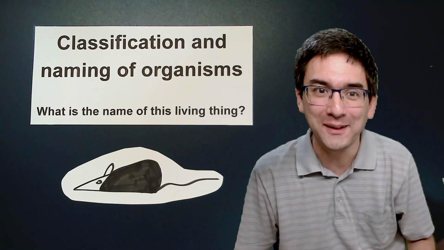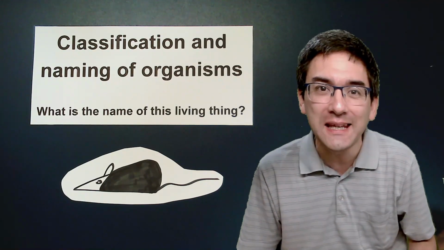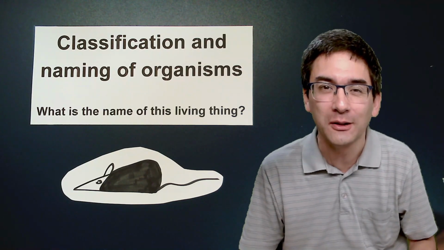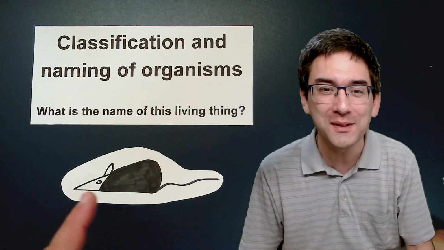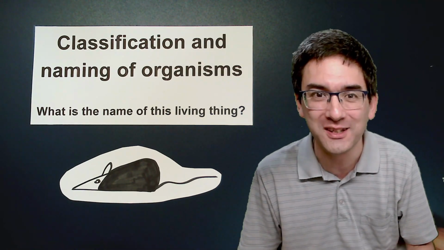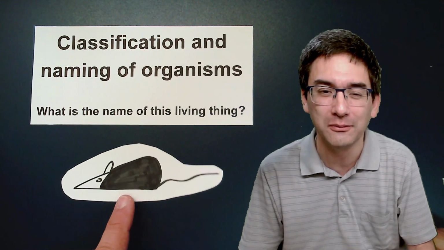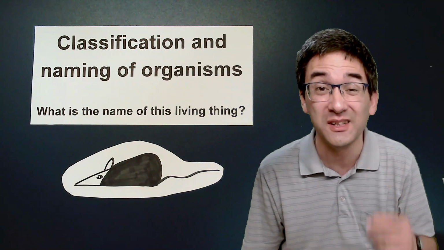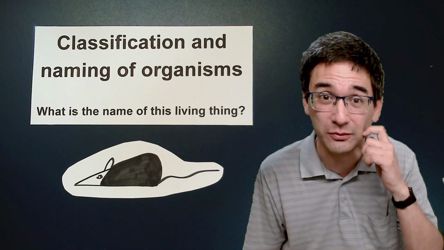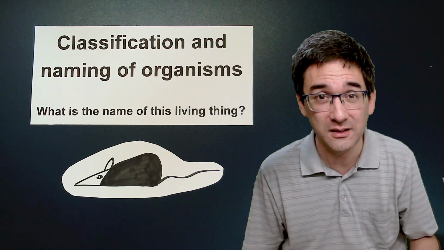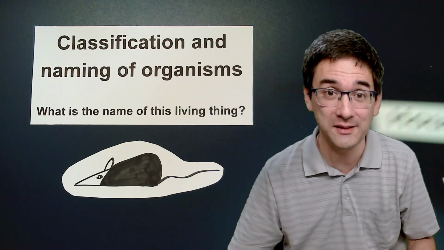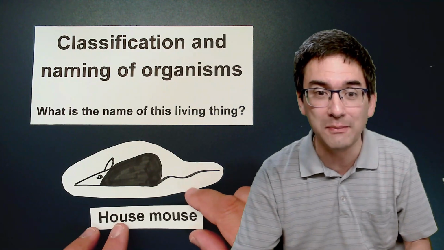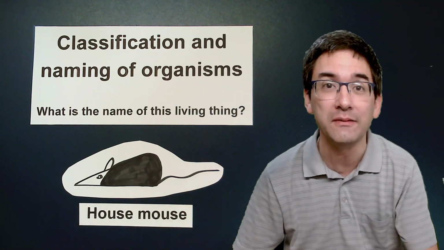Well, today's topic, the classification and the naming of organisms, a large and huge topic. But let's start out simple. What's the name of this living thing here? Well, of course, it's not a picture, it's only a drawing, but what is it? You're going to say, looks kind of like a mouse, really, right? So that's the thing. We have to give it a name. So I decided, or people in the past decided, let's call it house mouse. Okay, so this is the name that I'm giving it.